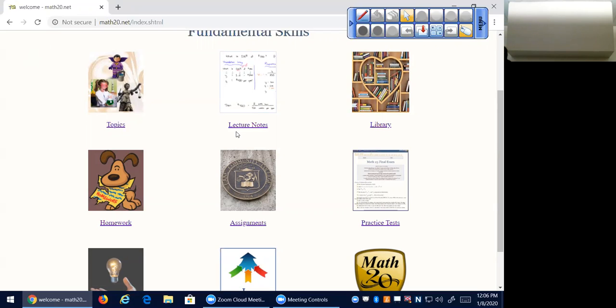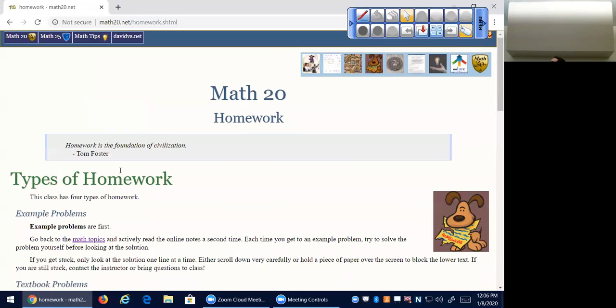Okay, the second row are the things that you're responsible for getting to me. So the first and most complicated is the homework.